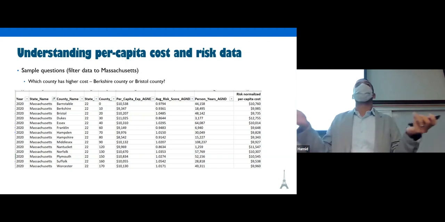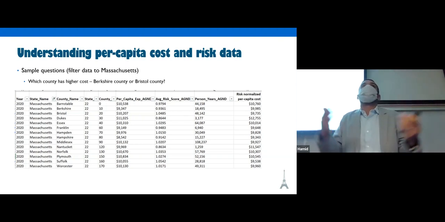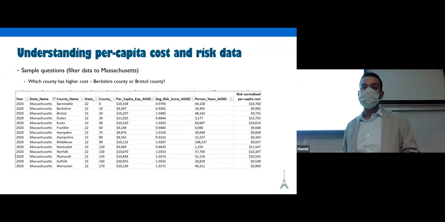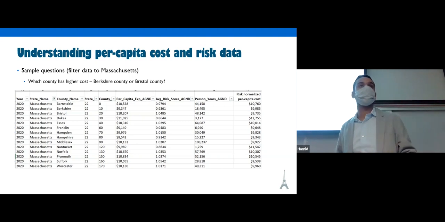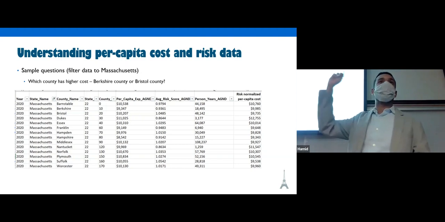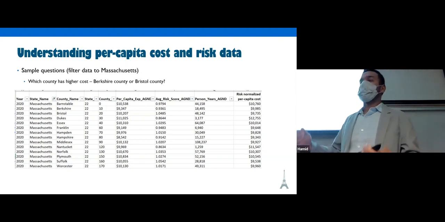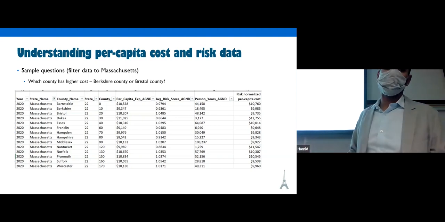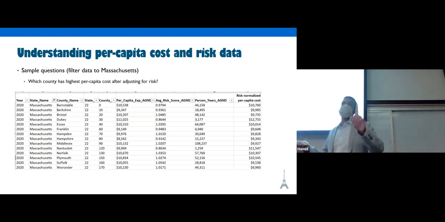So anytime you're in a comparative scenario where you're comparing cost, you always have to think about what we are comparing. So risk is a really important factor. And then Rishi, I see a question from you. You're asking how to calculate the risk normalized per capita cost. That's really simple, thankfully. You just take the per capita cost divided by the average risk score. By definition, what you're doing is normalizing to 1.0 risk score. There's another sample question. I'm going to move on.